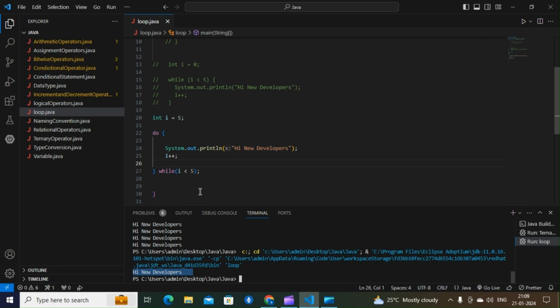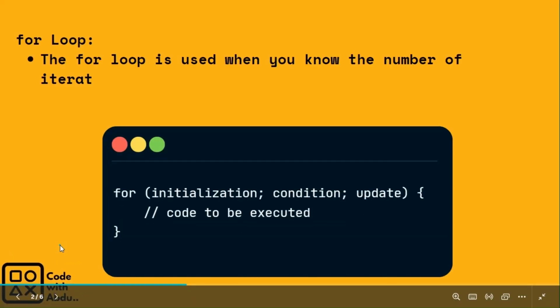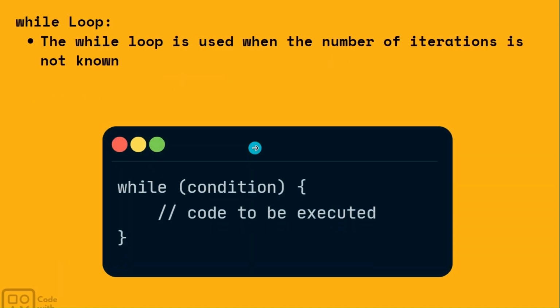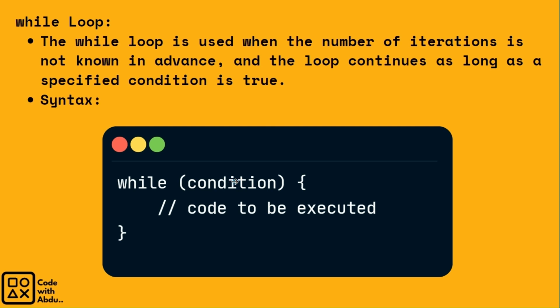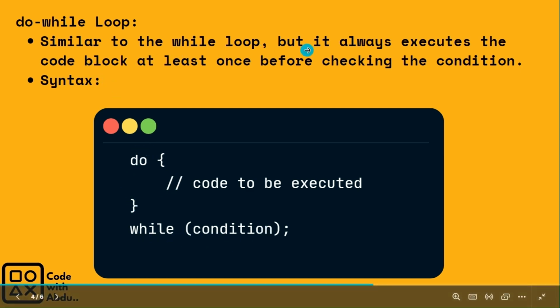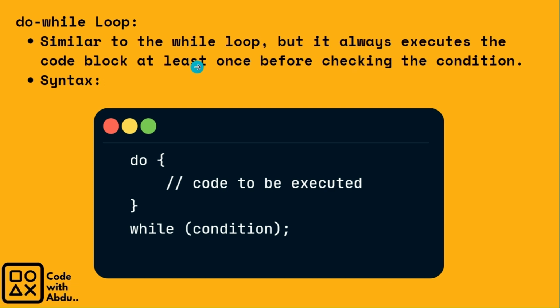So that's it, guys. We spoke about the for loop, where it initializes, checks the condition, updates, and executes the code. The while loop has a slightly different syntax, but there is initialization, then the condition, then the update. But in a do while loop, it first updates, then checks the condition. It is similar to the while loop, but it always executes the code block at least once before checking the condition. So that's it, guys.